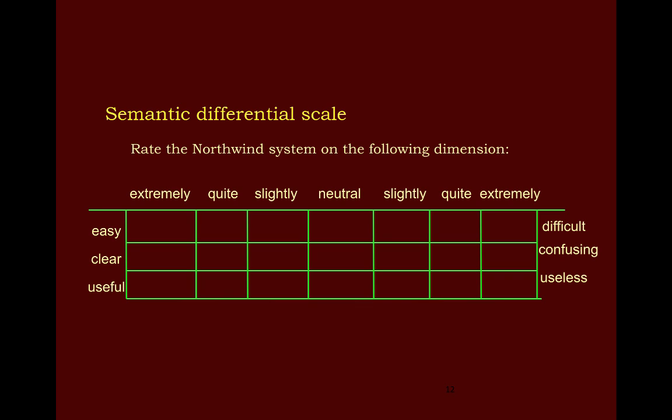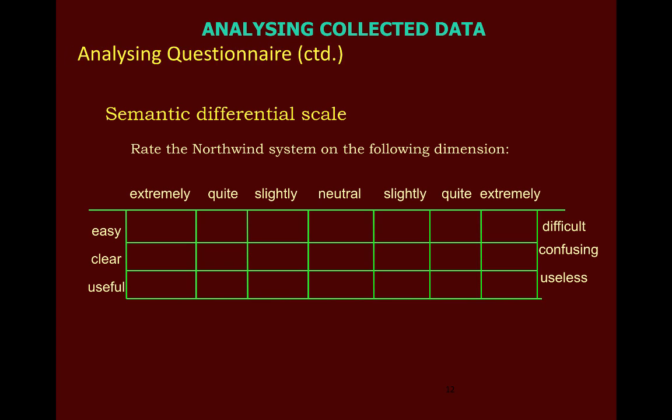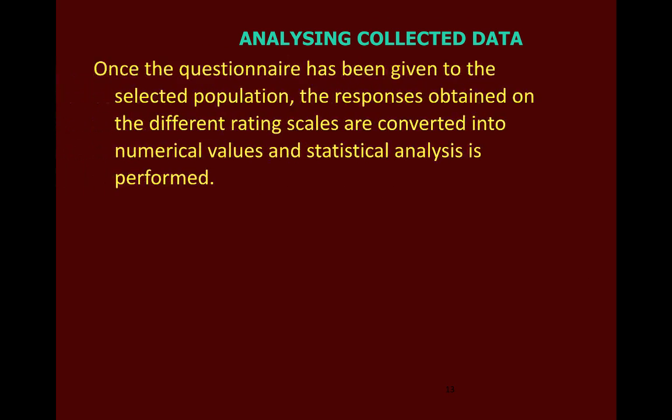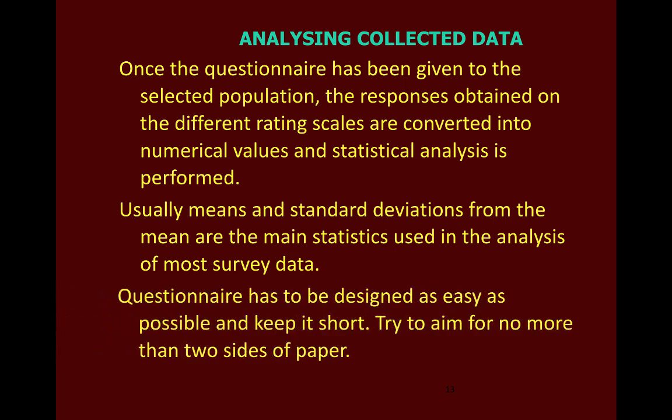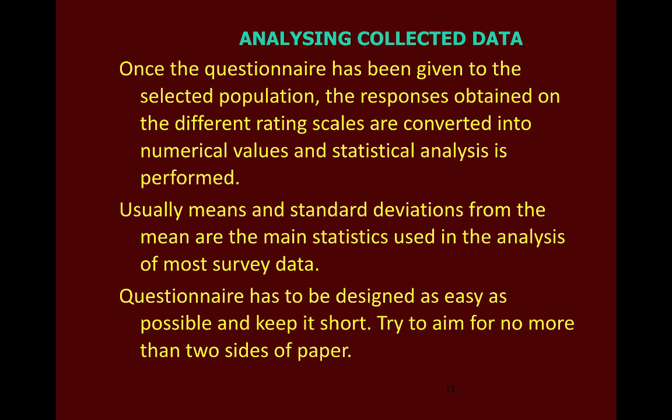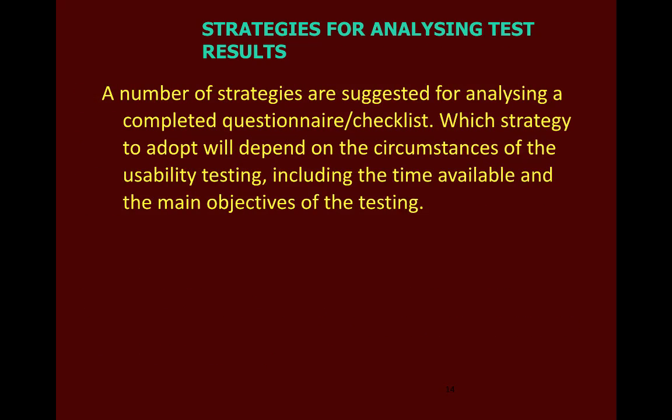So for instance, you can have a grid like this where you can say extremely easy, extremely clear, extremely useful, or quite easy, quite clear, quite useful, slightly easy, slightly clear, slightly useful, and so on. So the idea of these scales is to try and get better feedback from the user who otherwise might not know how to actually give required feedback. So once you get all this, you can calculate the mean, standard deviation across a number of different users and try and get an idea of how good the software is.